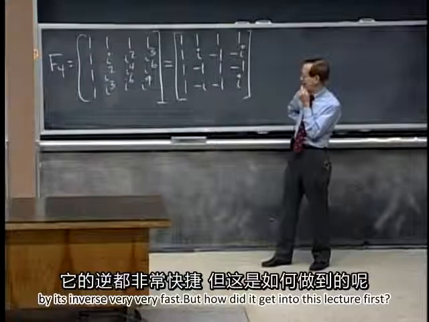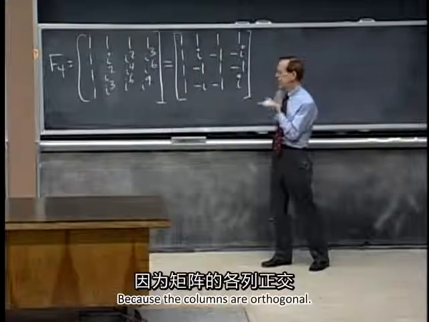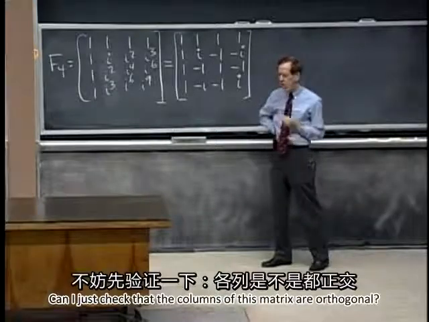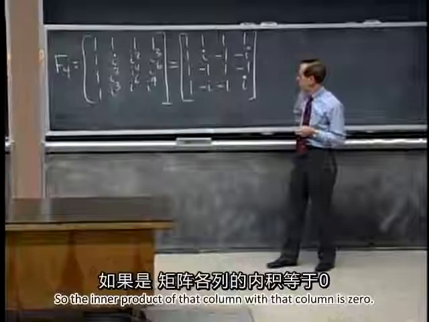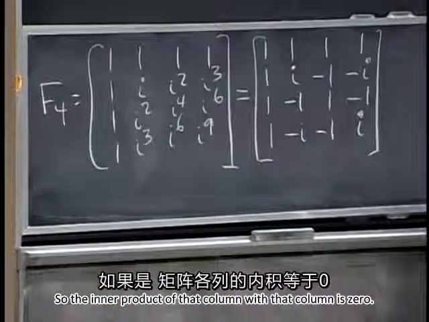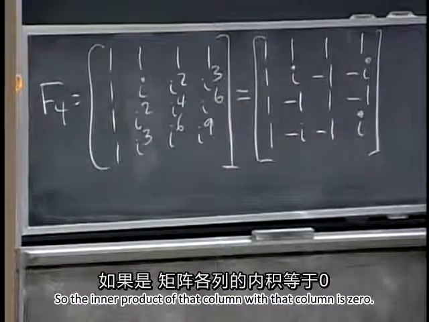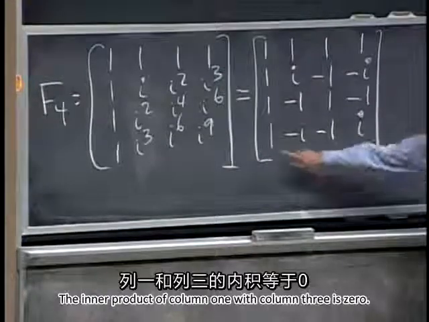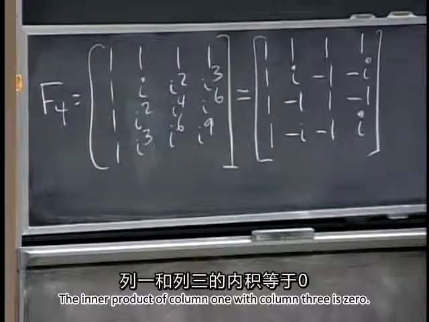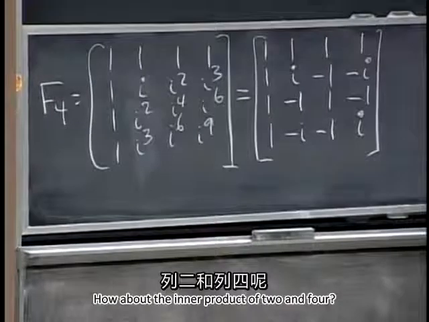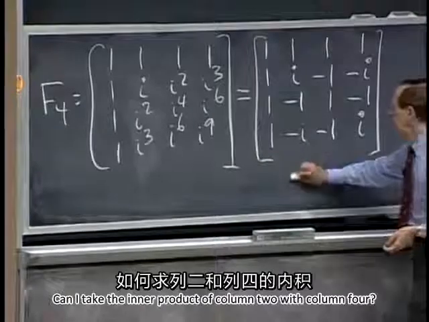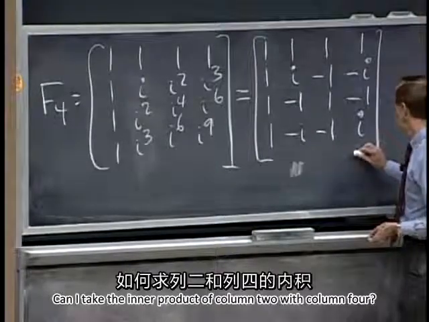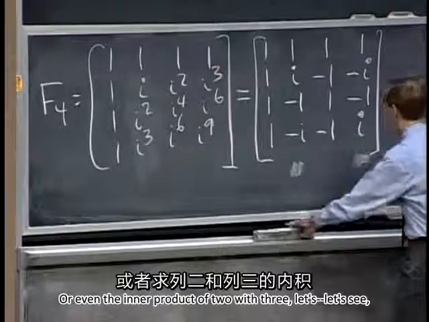But how did it get into this lecture first? Because the columns are orthogonal. Can I just check that the columns of this matrix are orthogonal? The inner product of that column with that column is 0. The inner product of column 1 with column 3 is 0. How about the inner product of 2 and 4? Can I take the inner product of column 2 with column 4? Or even the inner product of 2 with 3.